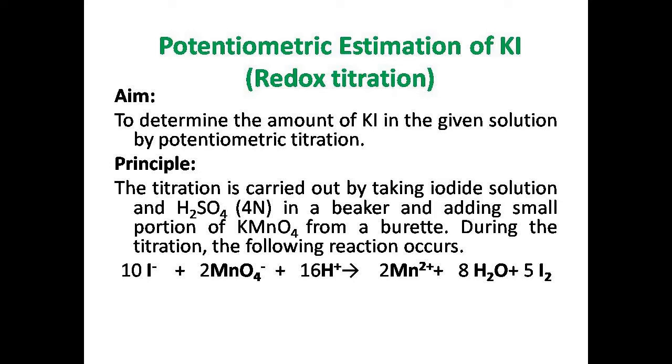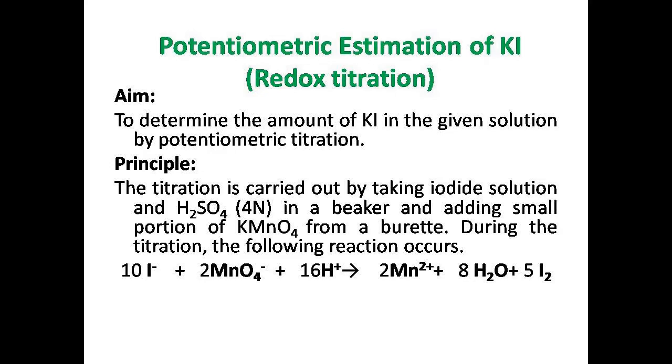The principle behind this experiment: the titration is carried out by taking iodide solution in the presence of acid in a beaker and adding a small portion of potassium permanganate from a burette. During the titration, the following reaction occurs. The I minus is converted into I2, and permanganate is converted to Mn2 plus. Here a redox reaction is taking place.